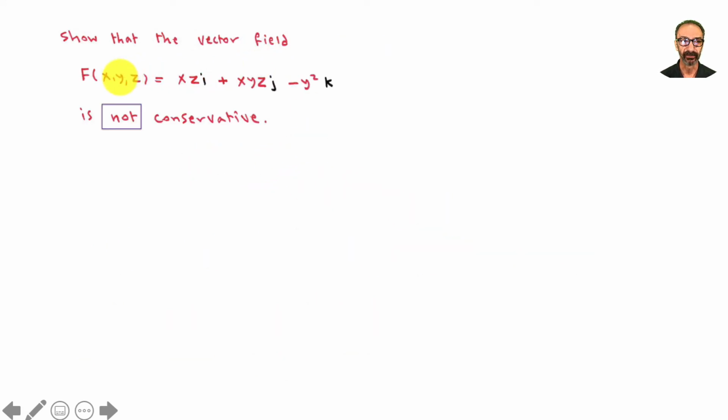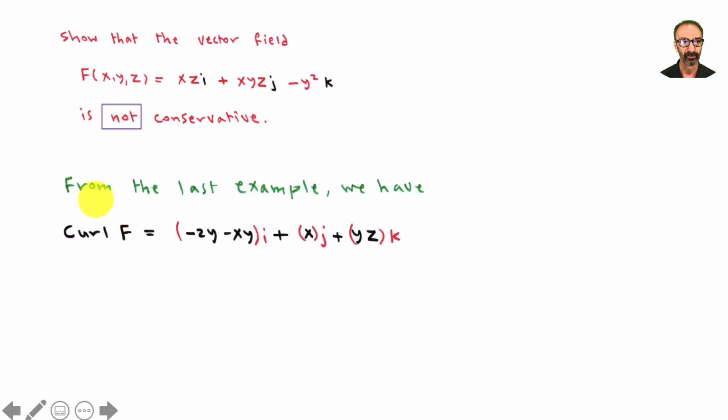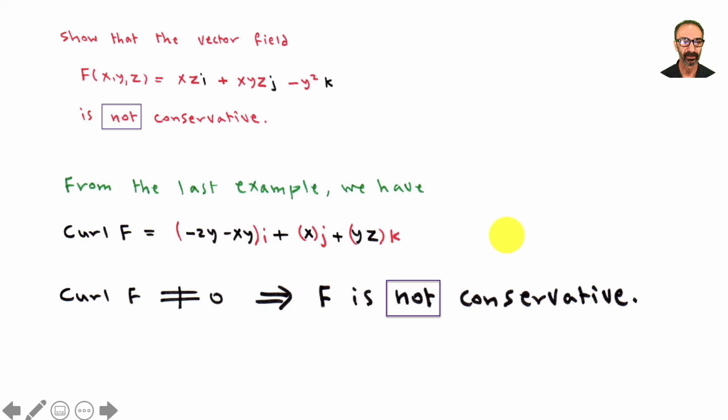Show that the vector field given right here is not conservative. From the last example, we have the curl of F equals the following. Well, clearly it's not equal to 0. That means it's not conservative. So we say A implies B is equivalent to negation of B implies negation of A. And that's exactly what we're doing here. Just keep that in mind. This is a negation of B, this is a negation of A. So that's the theorem that was stated at first, the first one.